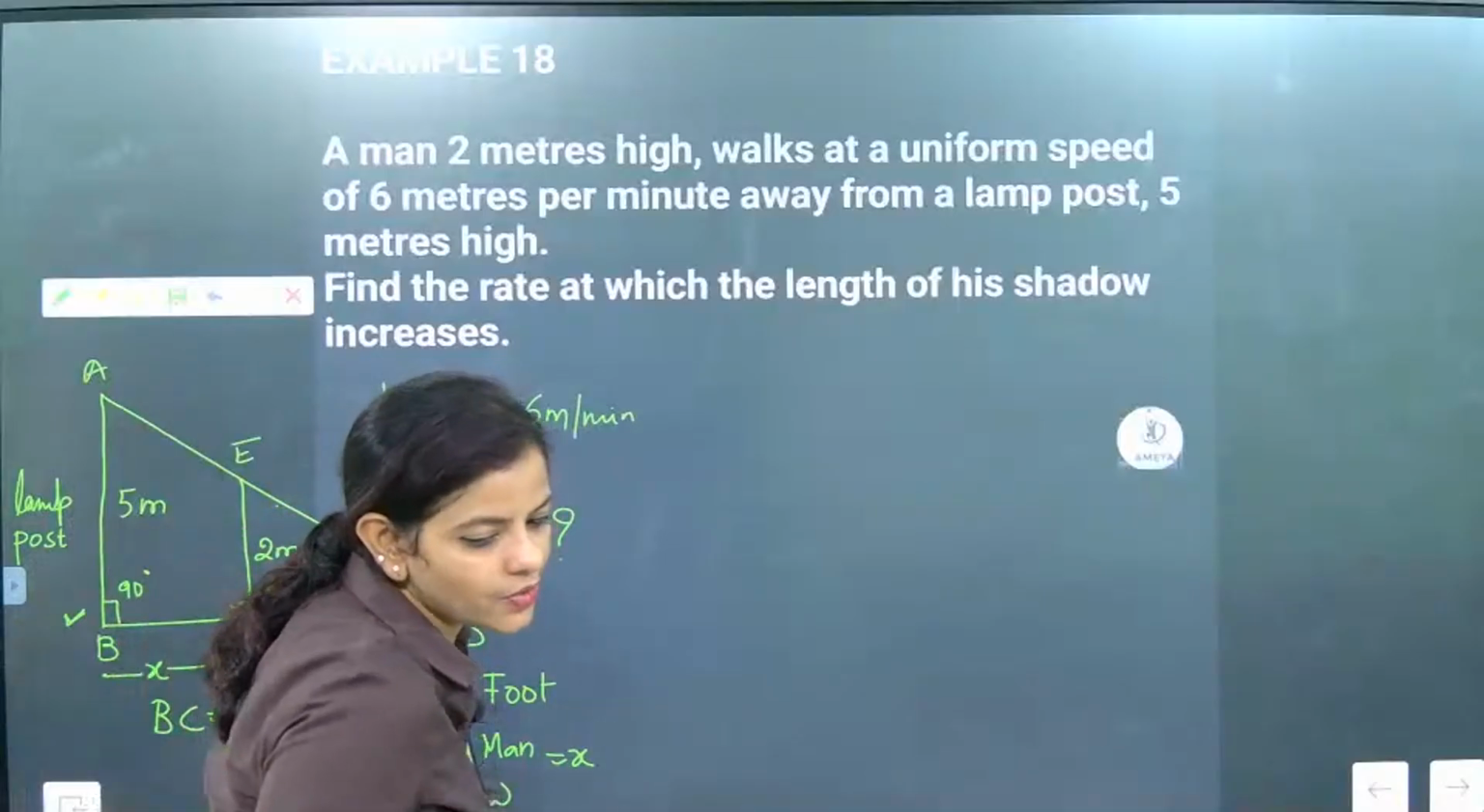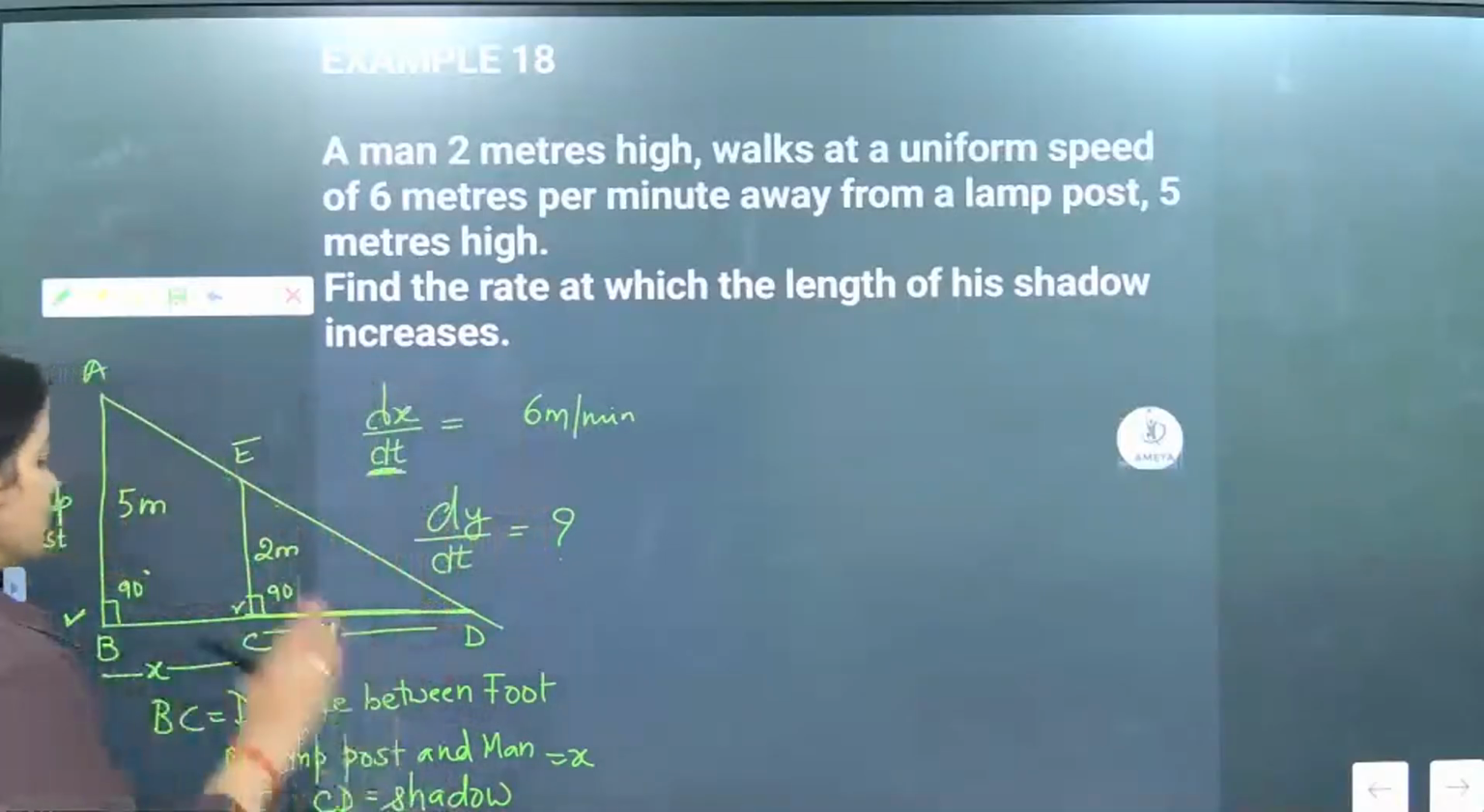Yes beta, this is an NCERT question. This is an NCERT question.